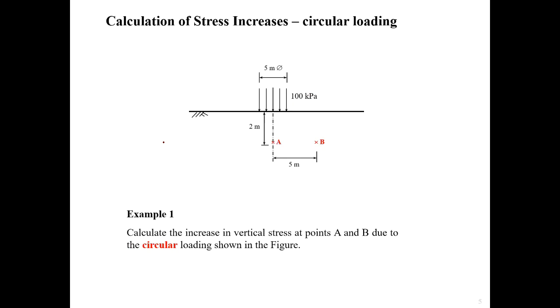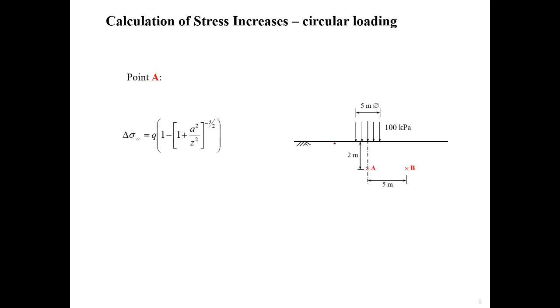Now let's look at one example. For circular loading, here we have a surface loading Q equal to 100 kPa, acting on a circular area with a diameter of 5 meters. We know the D, so we will know the A as well. Point A is 2 meters below the soil surface, here. And point B is 5 meters away from point A. We are required to calculate the vertical stress increase at points A and B.